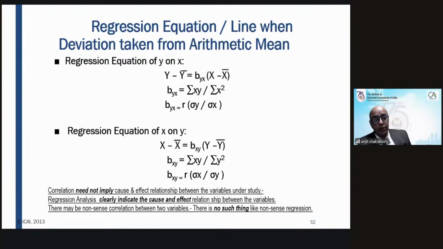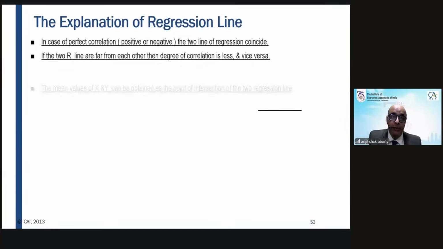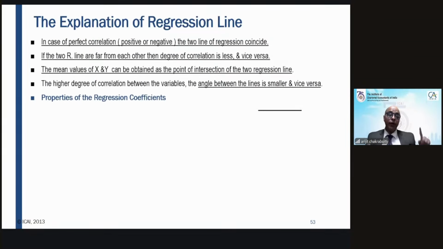So correlation, the idea was basically to find the relation. Regression clearly indicates cause and effect, and the intention of regression is to find out or predict the value of the dependent variable. That means in case of perfect correlation, just imagine perfect positive correlation, that means correlation coefficient is +1 or -1, what will happen? The two lines of regression will coincide.